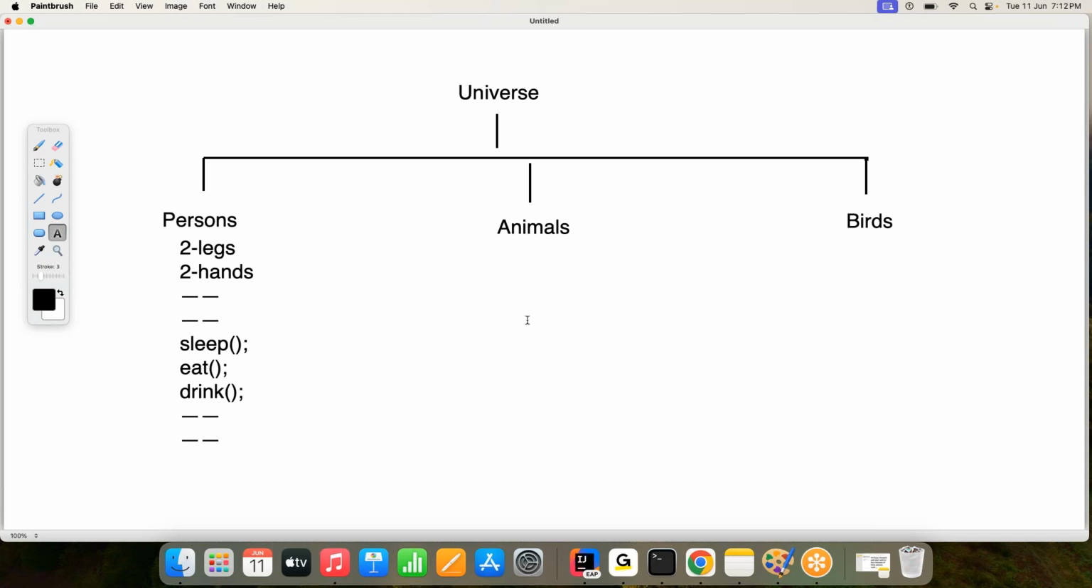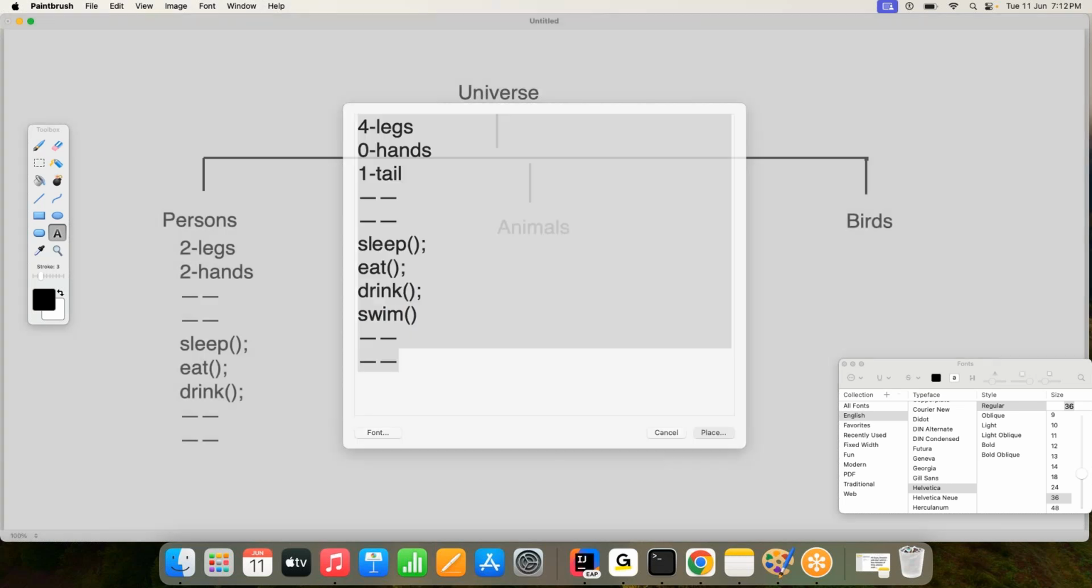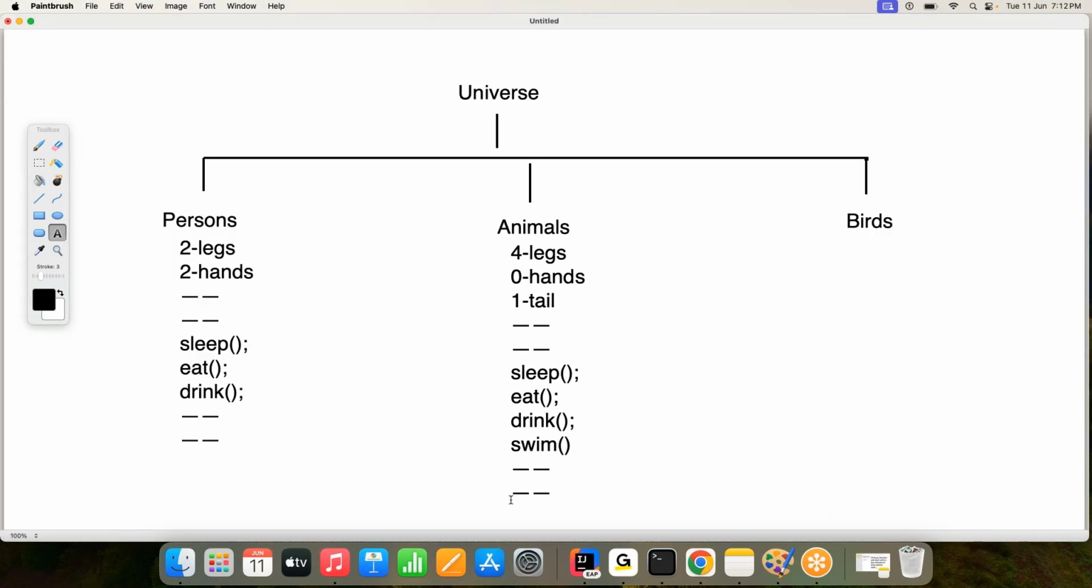Similarly, for animals also, if we take now, how many legs are available? 4 legs. How many hands are available? 0 hands. Next one is how many tails are available here? 1 tail, and so on. Sleep, okay, fine. Eat, okay, fine. Drink is also okay. Then the default behavior for all the animals is what? Swim. So these are all common properties and behaviors for all the animals. That's why animal is a separate category.